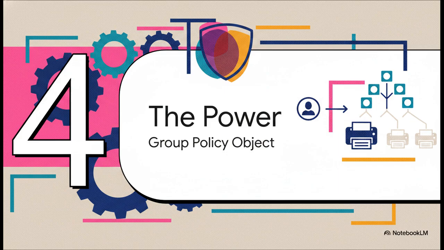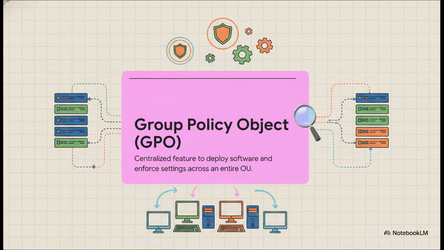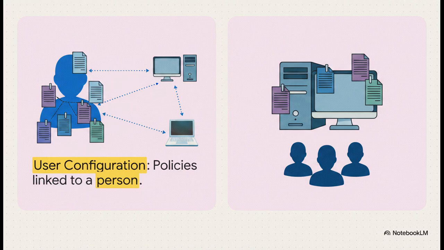This is it. This is the true superpower of an IT administrator. A group policy object, or GPO, is basically a centralized rule that dictates exactly how your network systems behave. You link these policies directly to your OUs. GPOs let you magically push out security configurations and software to thousands of machines, and you never even have to leave your desk. Inside a GPO, you'll find two main buckets.